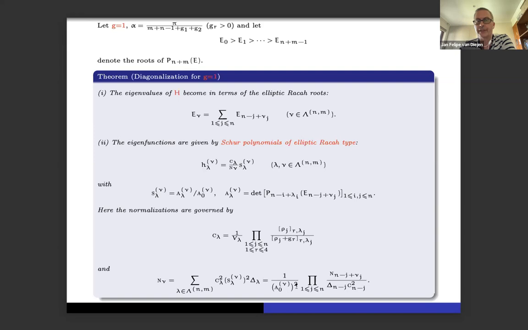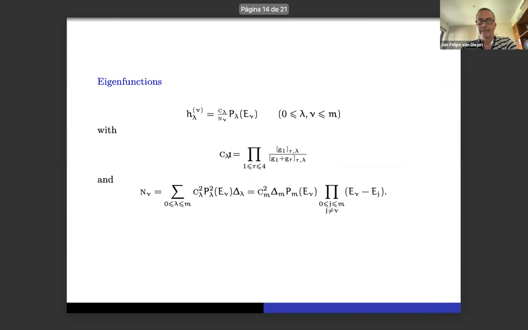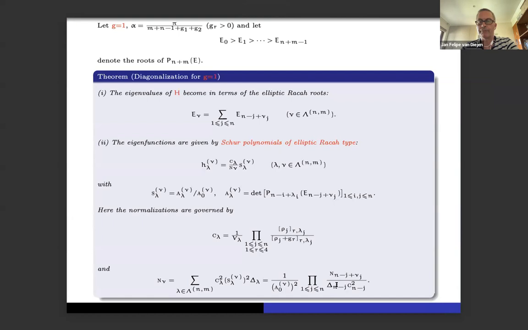But it's only for the case with g equal one, in some sense, that the interaction is very simple, of course. It's just free fermions. And we can also compute in this case the normalization explicitly in terms of the one particle normalizations that we've computed here. So here are the one particle normalizations for the elliptic Rakah. And that you would have to insert here. These deltas are one particle orthogonality measures, and these C's are one particle c functions. Anyway, so this becomes completely explicit at the determinantal point of the coupling parameter.